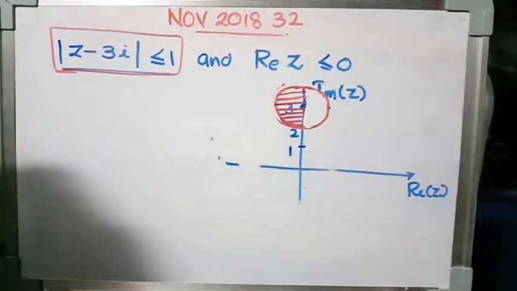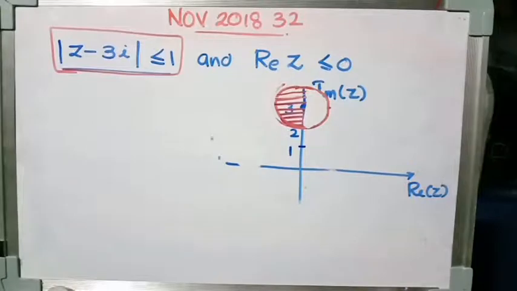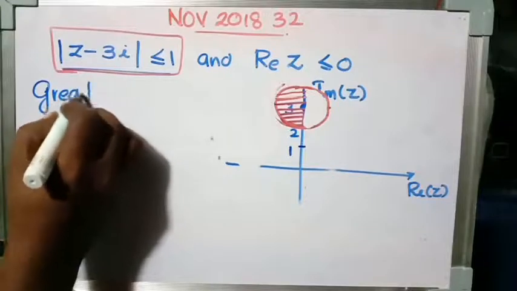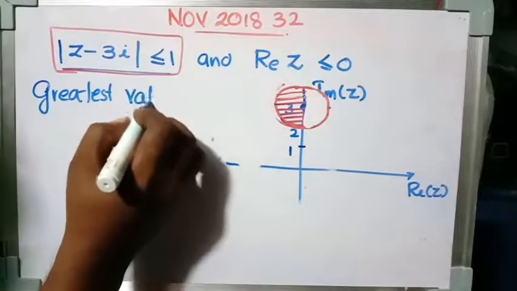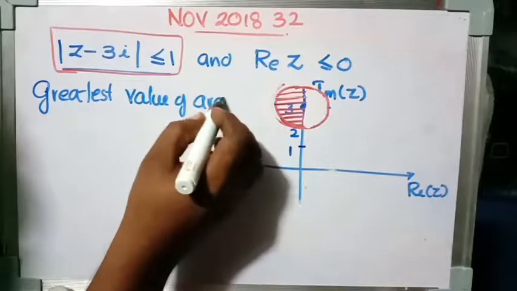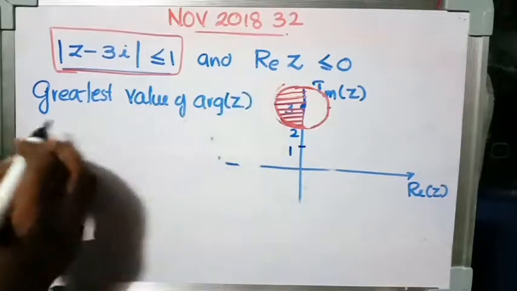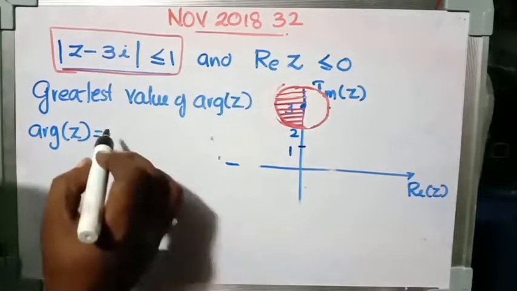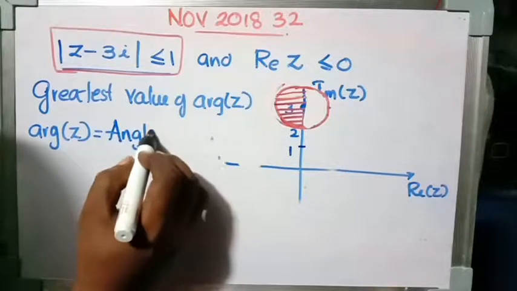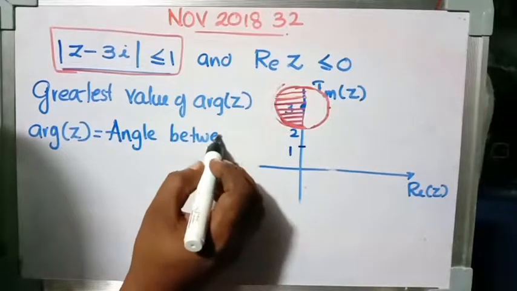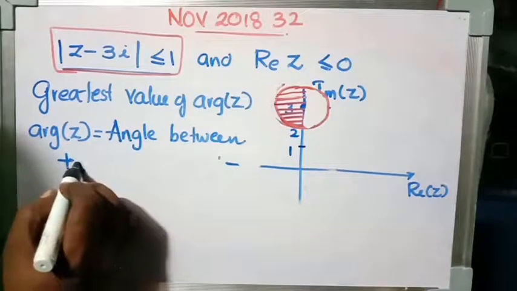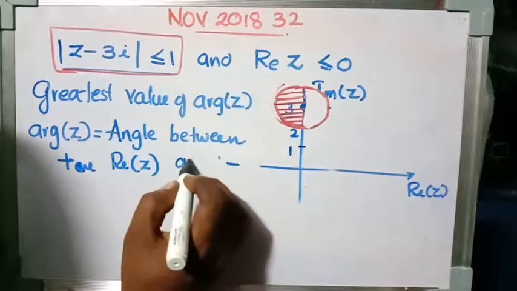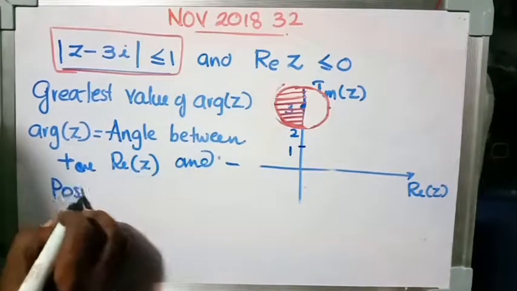Now let's move to the second part of the question. In this question they are asking us to find the greatest value of arg z. We want the greatest value of arg z. And remember, what is arg z? It is the angle between the positive real axis and the position vector.